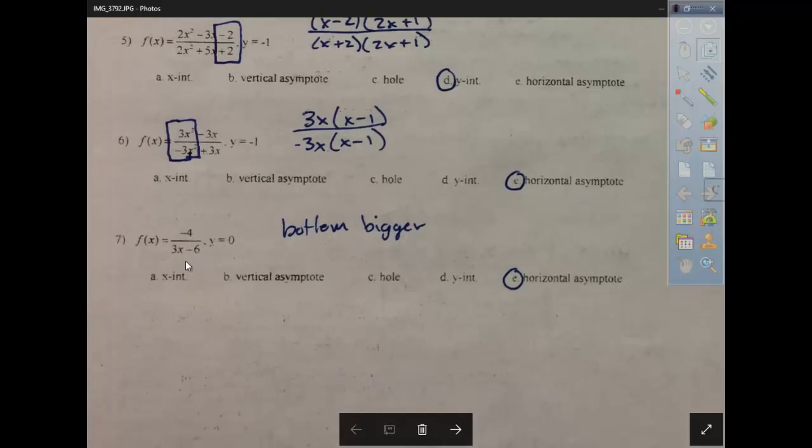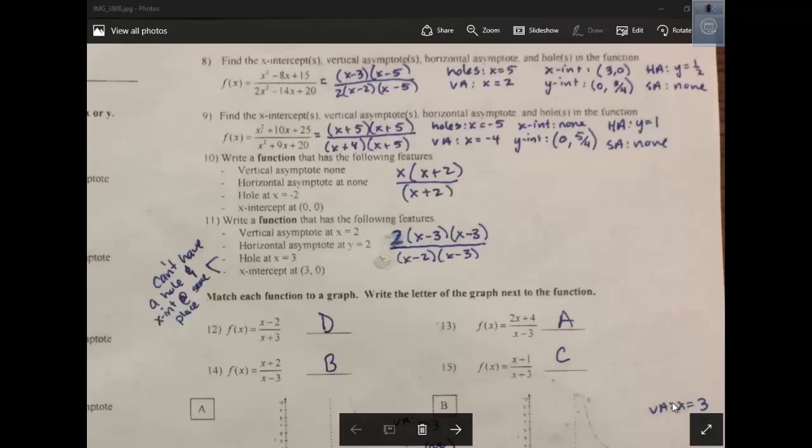Now number 7, since the bottom is bigger, I just knew right away that if the bottom is bigger, it's going to be a proper fraction, then we're going to have a horizontal asymptote at y equals 0. And then also this is kind of a clue. See if it says y equals, that's either going to be a y-intercept or it could be a horizontal asymptote. So horizontal asymptote for that.